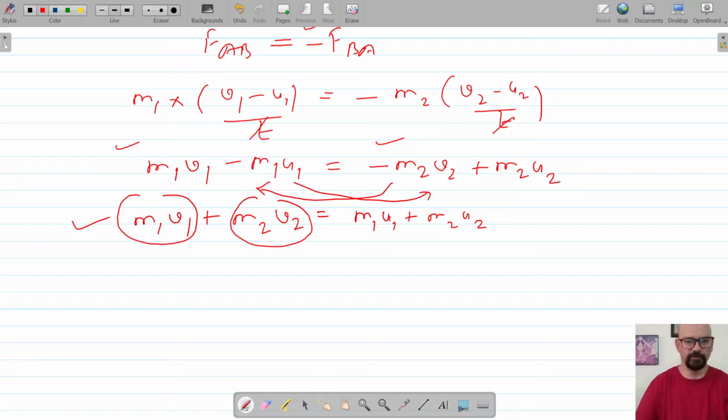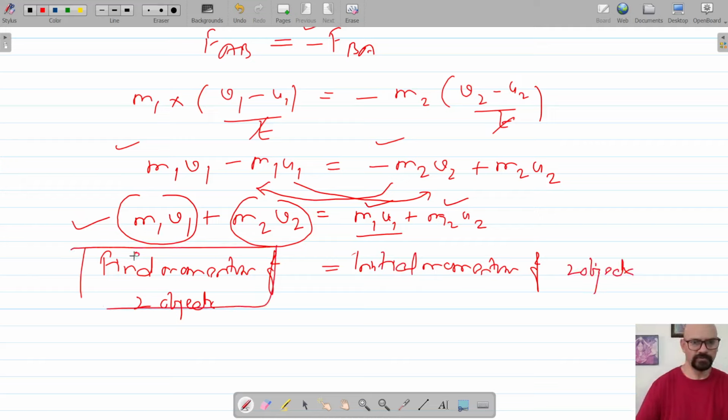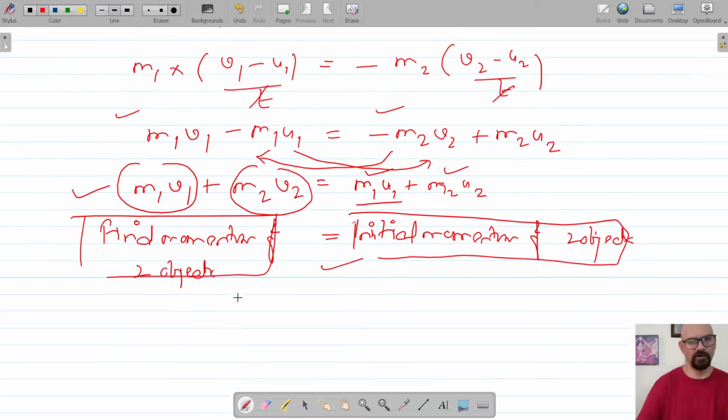So this is the final momentum of the two objects, and this is the initial momentum. Sorry, this is the initial momentum, because this is the initial momentum of the first object and this is the initial momentum of the second object. So this is the initial momentum of the two objects. So the final momentum of the two objects is equal to the initial momentum of the two objects. That is exactly the law of conservation of momentum.